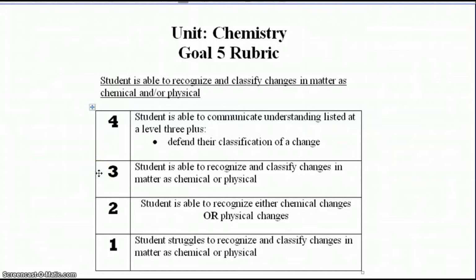Alright, welcome to Webster Groves 8th grade science, goal 5 chemistry video notes. The goal is that students are able to recognize and classify changes in matter as either chemical or physical. So you're able to look at a change and say, yep, that's chemical change, or nope, that's physical change. Going beyond that goal is explaining why. Why is it chemical, or why is it physical? Defending your classification of the change.